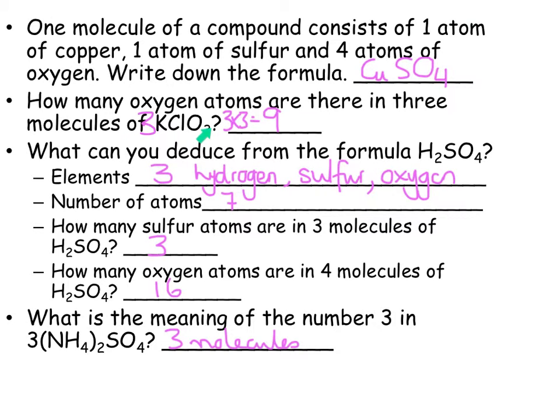What can you get from this formula? How many elements are there? Hydrogen, sulfur, oxygen, 3 elements. How many atoms? 2 plus 4 plus 1 is 7. How many sulfur atoms are there in 3 H2SO4? If I were to put a 3 in front of H2SO4, I would simply say 3 times 1 is 3. But on the other hand, if I were to say 4 H2SO4, how many oxygens are there? I would say 4 times 4, 16.